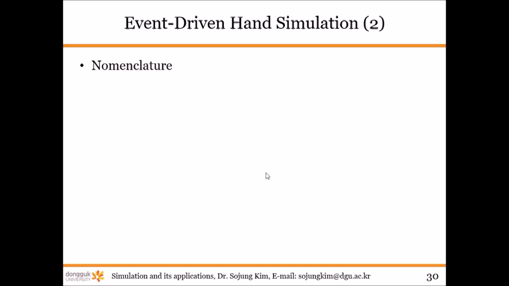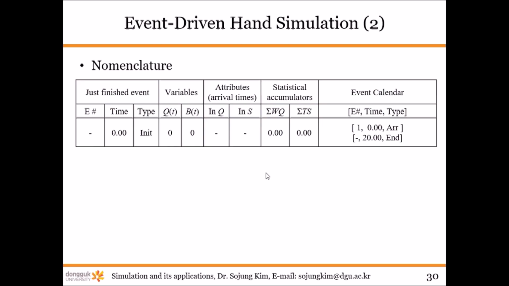Okay, let's understand the nomenclature, the cluster of symbols, using the event-driven hand simulation here. We have five major columns, and the right-hand side, the last one, is an event calendar showing what kind of event will happen in the future in the simulation model. And the first one is the event that just finished.